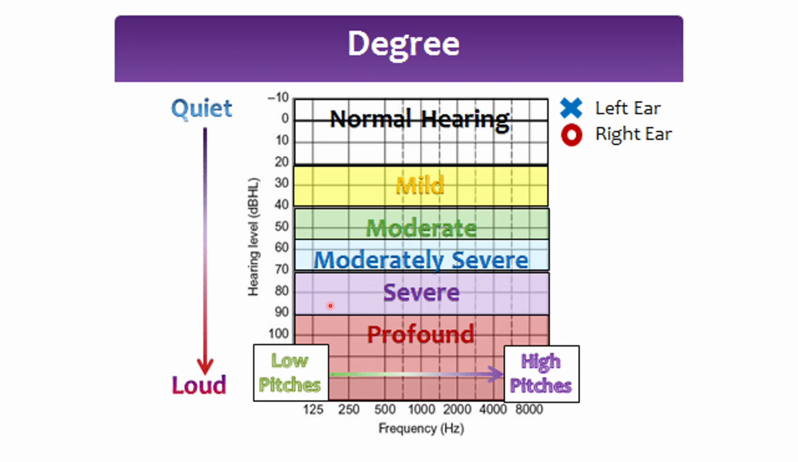On the chart, we also see two symbols. The red circle represents the hearing test results of the right ear, while the blue cross or X represents the hearing of the left ear. This is the standard way audiograms show each ear separately. So by looking at this chart, an audiologist can quickly see not only how much hearing loss a person has, but also whether the loss affects low pitch sounds, high pitch sounds, or both.